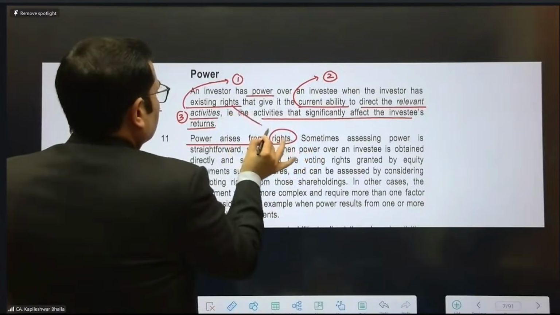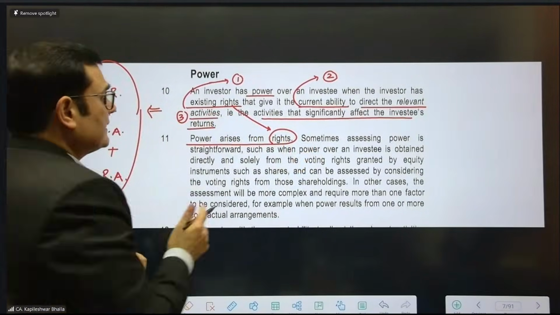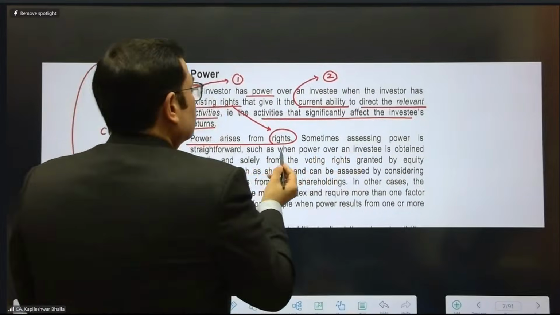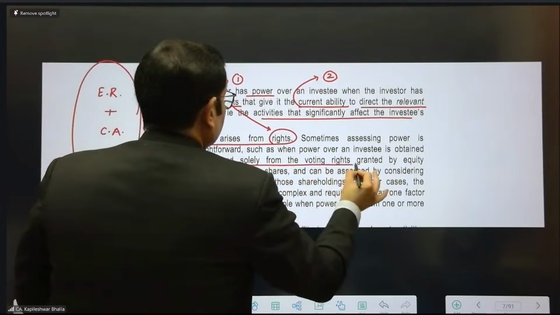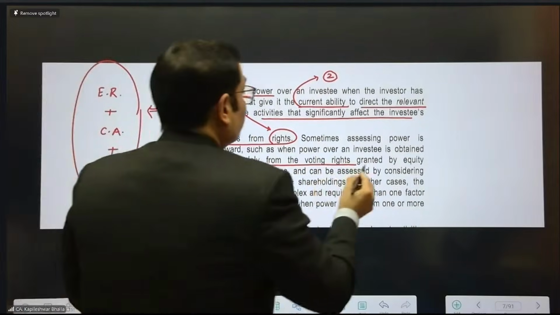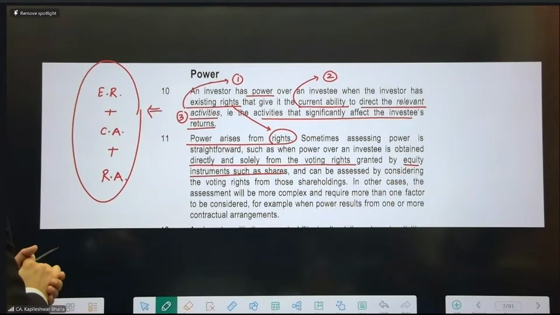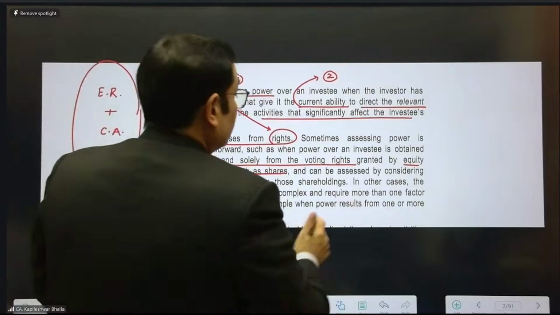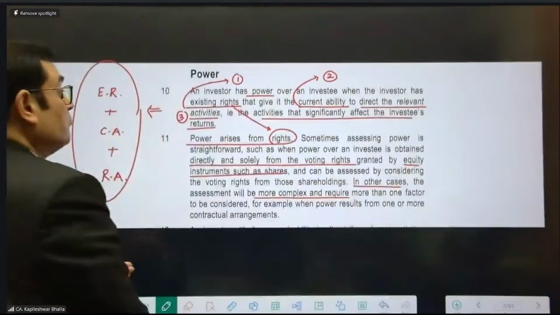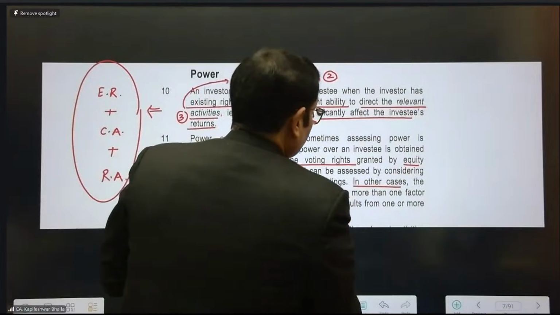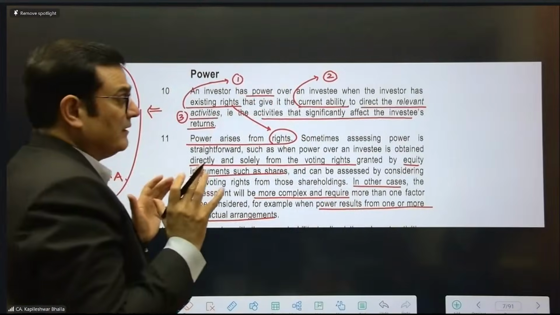Okay, now it says power arises from rights. He's talking about those rights. So he's telling you that power generally stems out of rights. Then he says sometimes assessing power is straightforward, such as when the power over the investee is obtained directly and solely from the voting rights granted by equity instruments such as shares, and can be assessed by considering the voting rights from other shareholders. But in other cases, the assessment will be more complex and requires more than one factor to be considered. For example, power results from one or more contractual arrangements. Now let's pen the thoughts down.